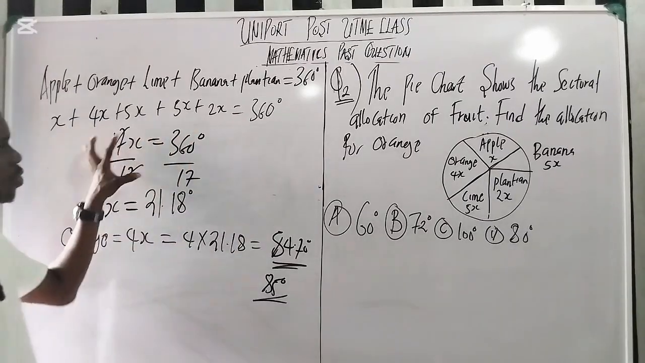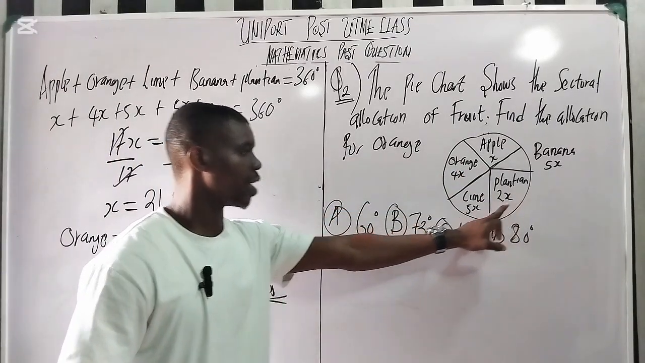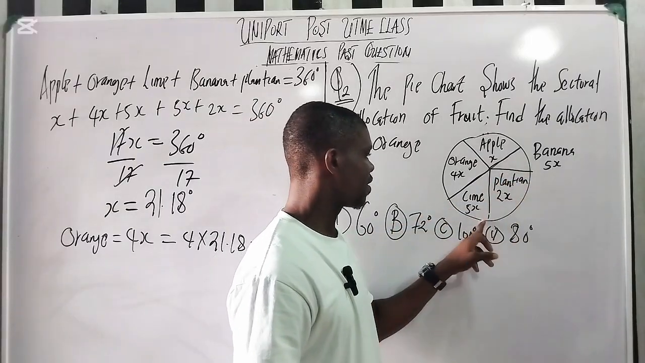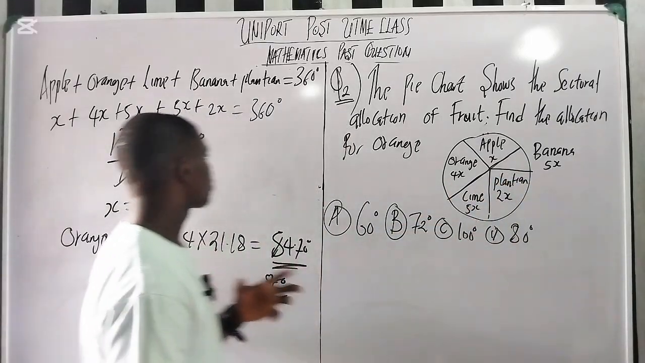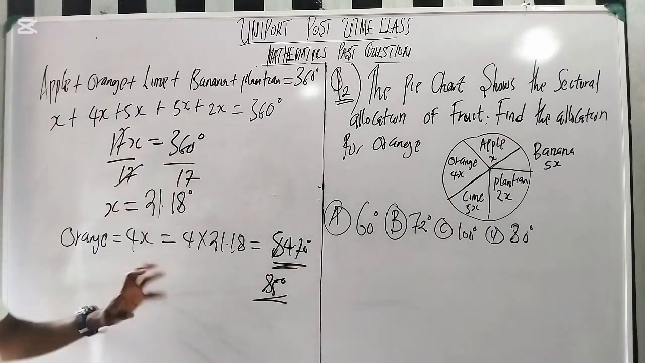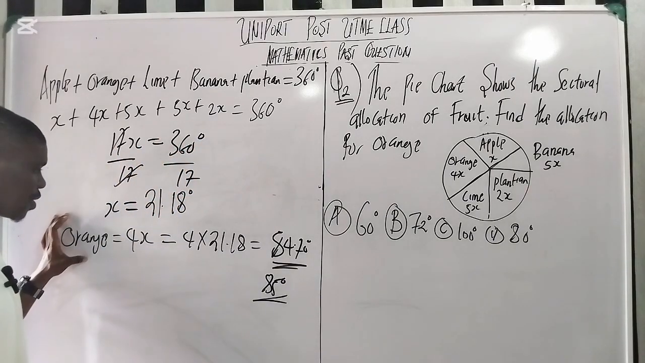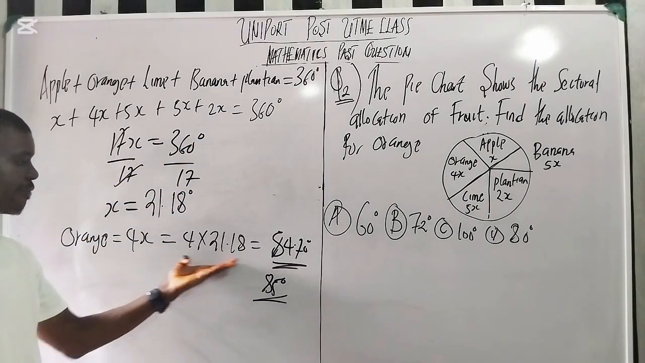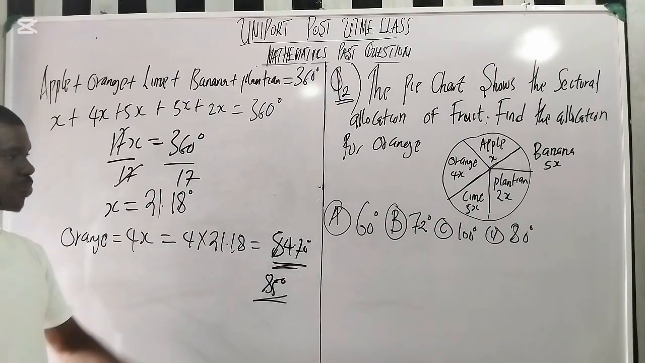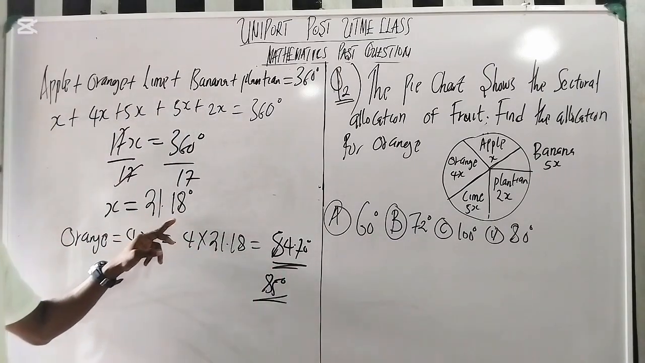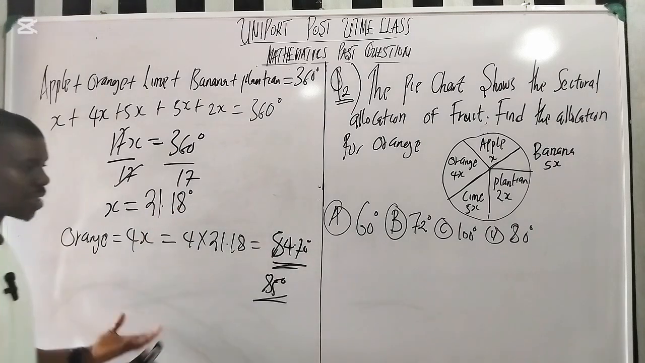But understand, you're going to sum them together: x plus 5x plus 2x plus 5x plus 4x, and that gives us 17x, right? Because we divide both sides by 17 to get this here. For orange, you multiply by 4, right? Get this here. Now, if they say for apple, it is 21.18 degrees, right? This is how to solve it.